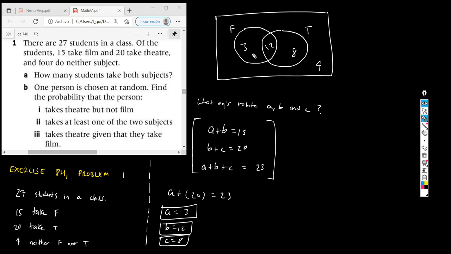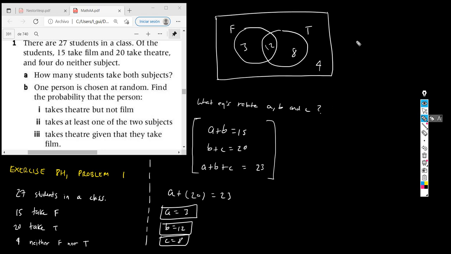For example, question A. By the way, let me check if I think I did this wrong. Let me make a pause. Let me check if I did this correct. Wait a second. Yes, it's correct. All of this is correct as far as I can see. Okay, and then, like I was telling you, you are prepared to solve any of these questions. Question A, how many students take both subjects? Well, 12. It's all of these guys.